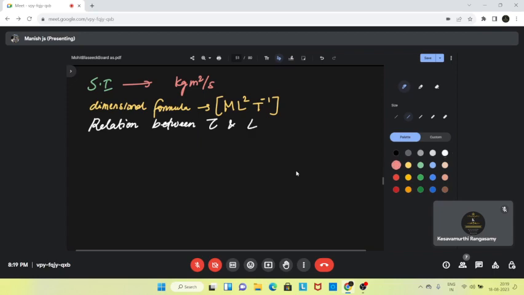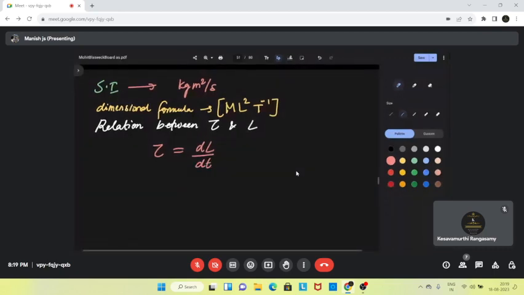So you can write torque as the rate of change of angular momentum. You can write torque as dL by dt. Okay, so this is again one relation that you will have to keep in mind. So you can express torque as the rate of change of angular momentum. Okay, so this is one important aspect. So this is one relation that is important for us.